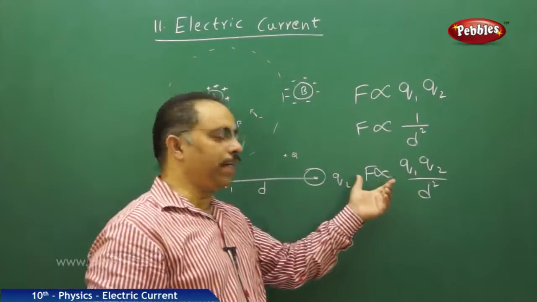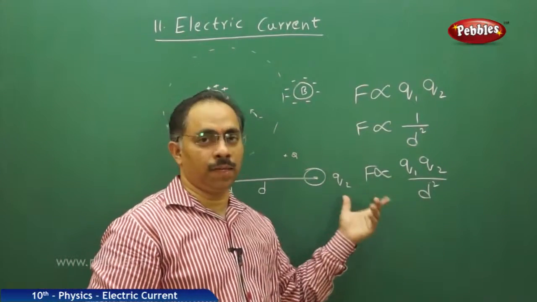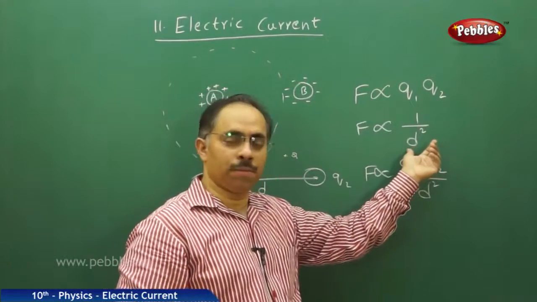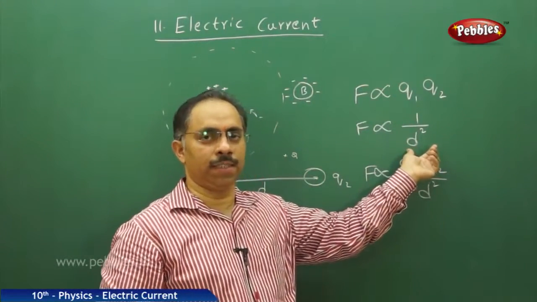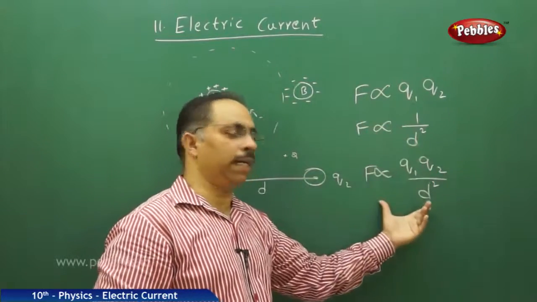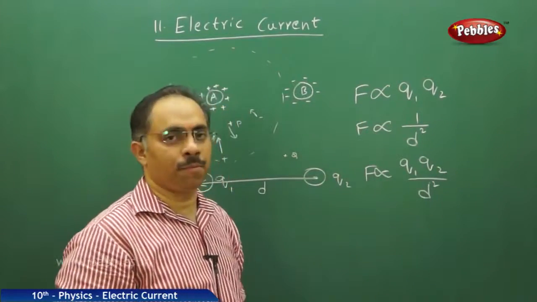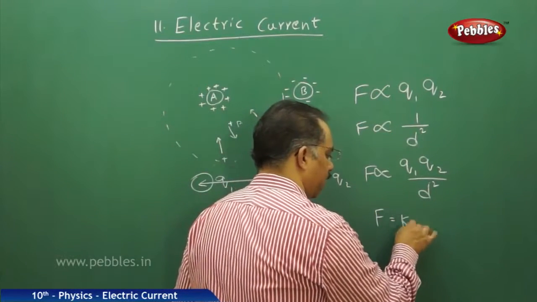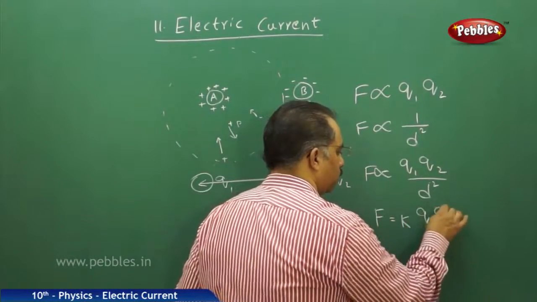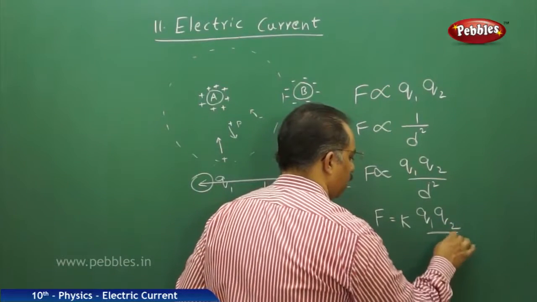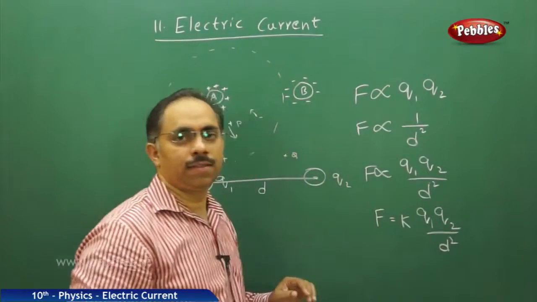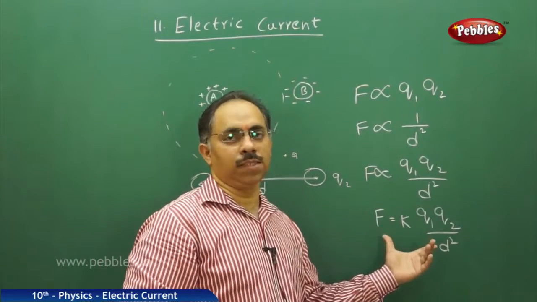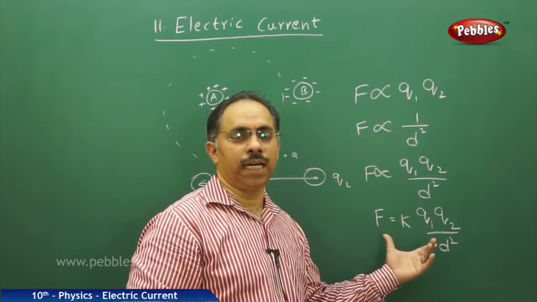This is, the force between two charged bodies is directly proportional to the product of the charges and inversely proportional to the square of the distance between them. So I will combine these two to get this expression. When I take away the proportionality symbol, I will get a constant. Say K is a constant, F equals K Q1 Q2 by d square. Okay. So this is called Coulomb's law of electrostatic forces.